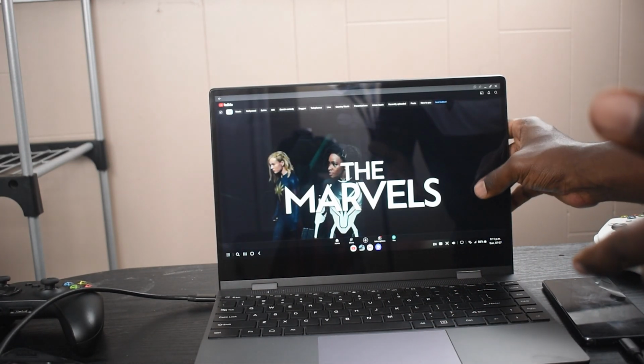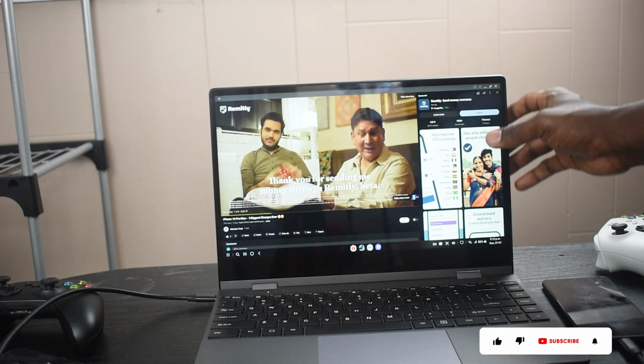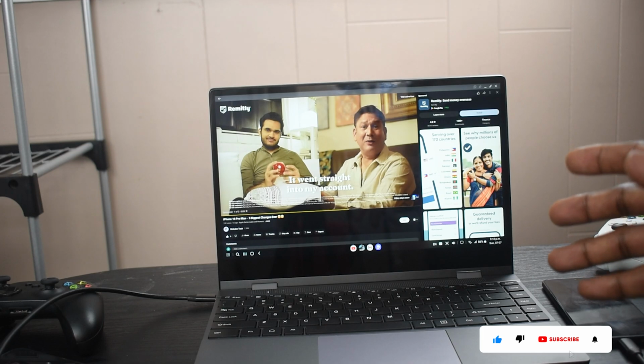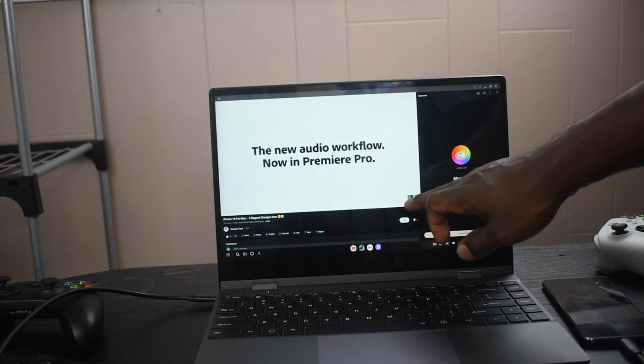That's a touchscreen. And I also love the graphics of this device. You can see.